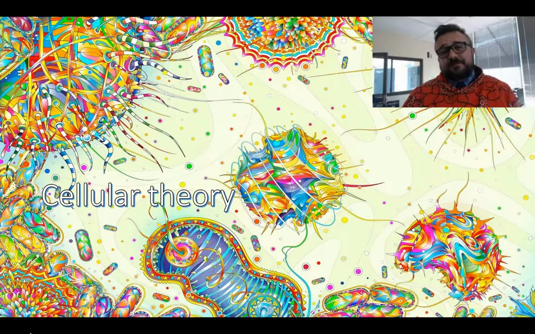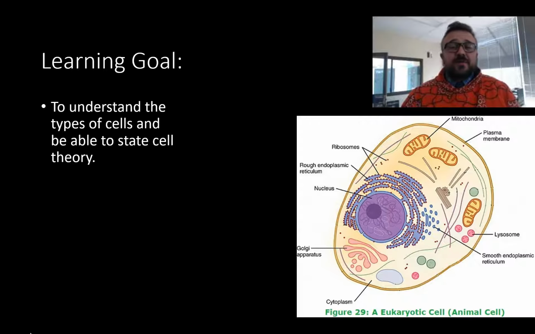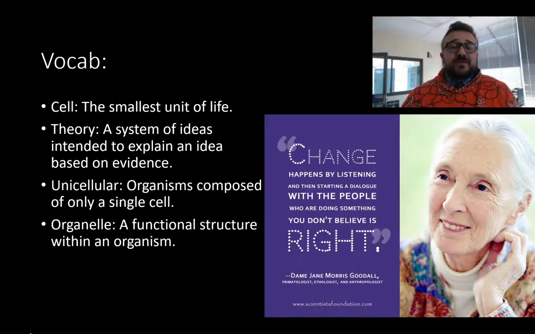So cell theory. By the end of this, what we want to be able to do is understand the different types of cells. In fact, mostly the main breakdown where we can split it pretty much in half, and be able to state cell theory. So here's your vocabulary for the lesson. If I could just get you to pause the video here and write these down so you've got these to come back to. We'll be able to refer to these as we move on through the lesson.